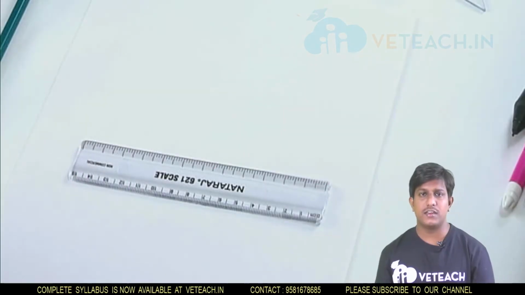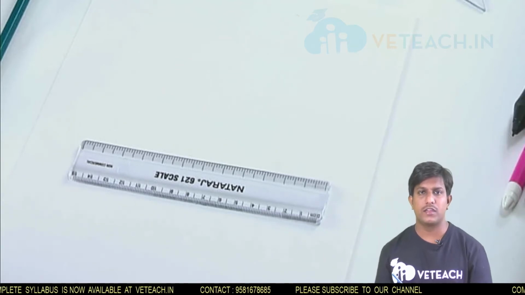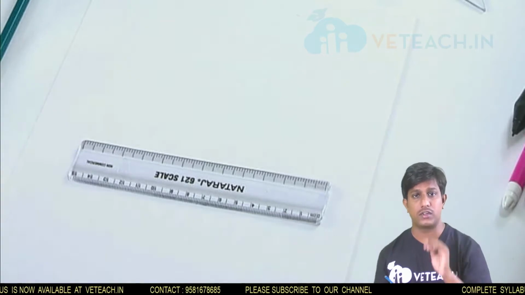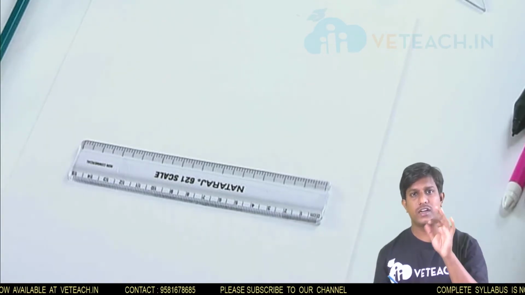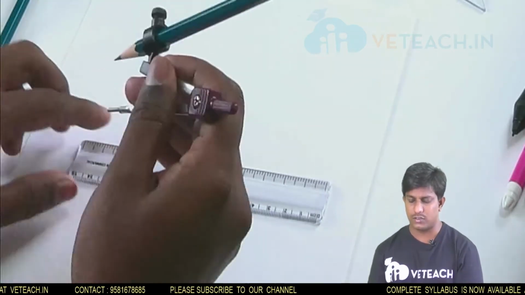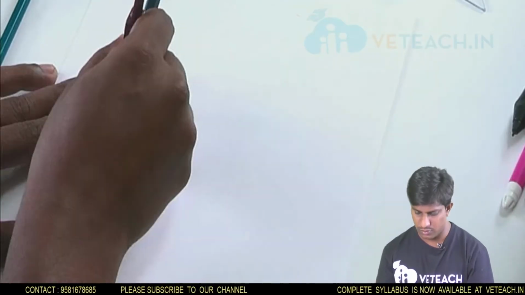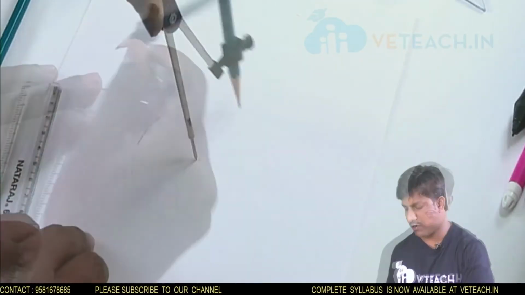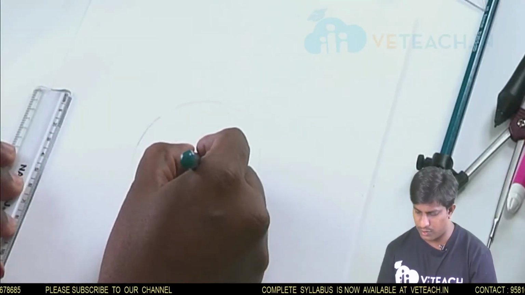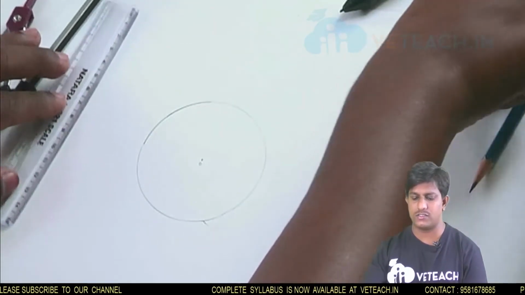In the question he has given a diameter of 80 mm. If the diameter is 80 mm, then we have to take a radius of 40. We all know that if the diameter is given as 80 mm, we take radius 40. By using this compass, I am taking 40 mm as the radius. Draw a circle with radius 40 mm. This is the center point O. We have drawn a circle with radius 40 mm.